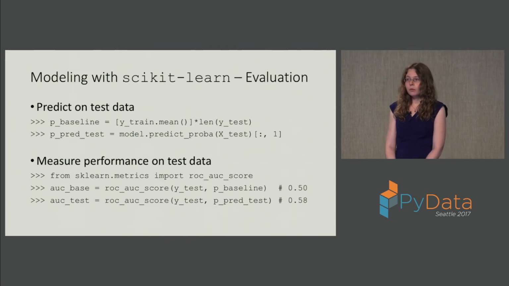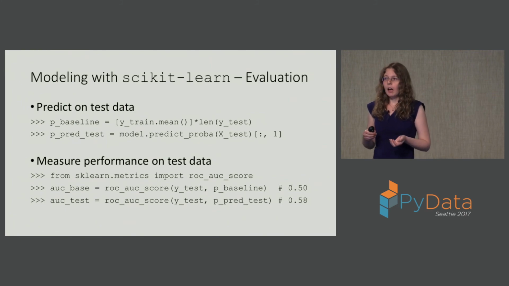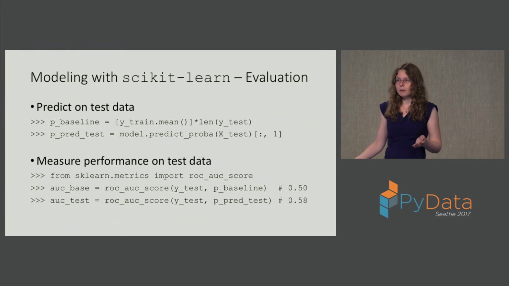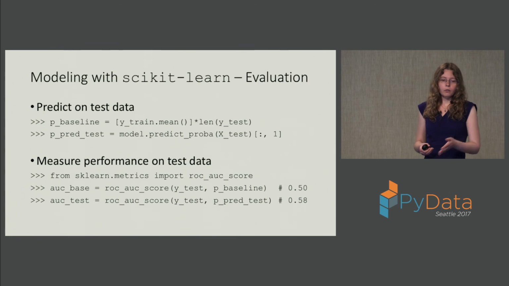All right, and this will help us evaluate how well the model performs. We'll start with a baseline. It's always good to have a baseline. If we just come up with the dumbest model we can think of, how well would that perform? So the simplest model would be, let's just predict the average for everything. We take the mean from the training data, and we just repeat that as many times as the length of the test data set. And then, of course, we use the predict proba function to get the outcomes for the test data.